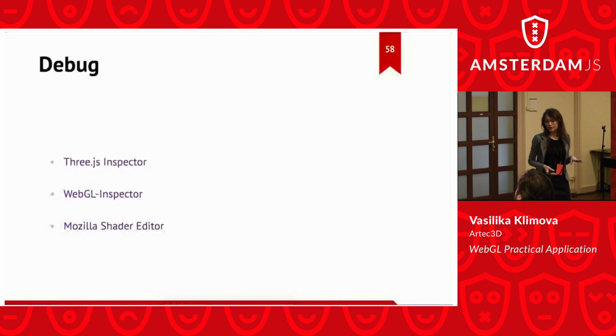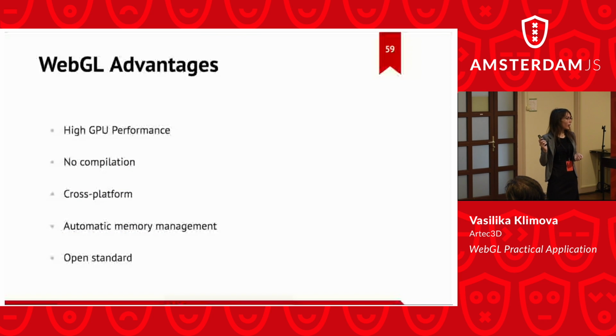For debugging shaders, I think the most convenient tool is the shader editor from Mozilla. WebGL advantages. You should remember that shaders use GPU performance. We have no compilation for this. It's runtime compilation. And it's a cross-platform technology, and because we use it in JavaScript, we should not think about memory management like in C languages. And it's an open standard. You can use it absolutely free.